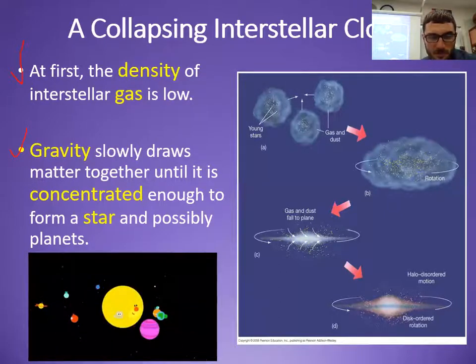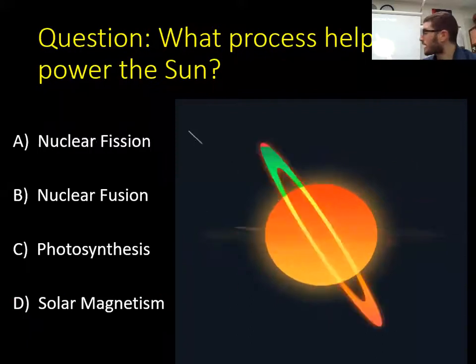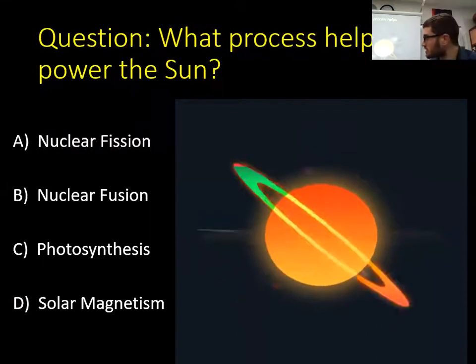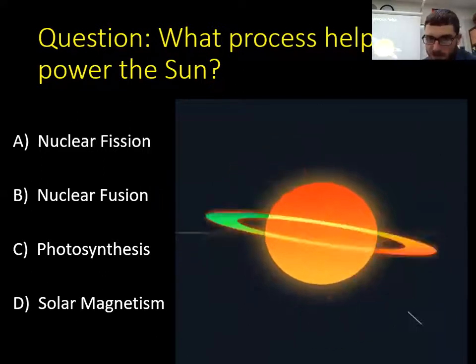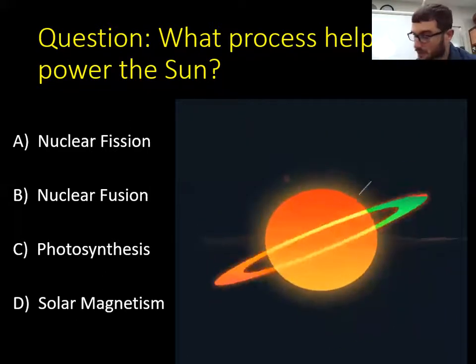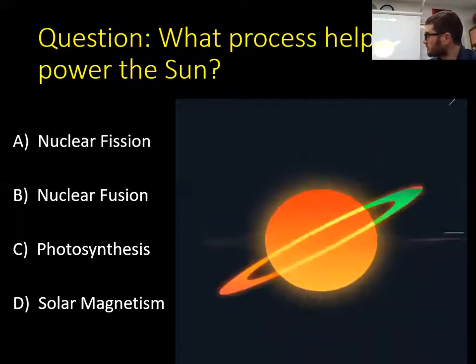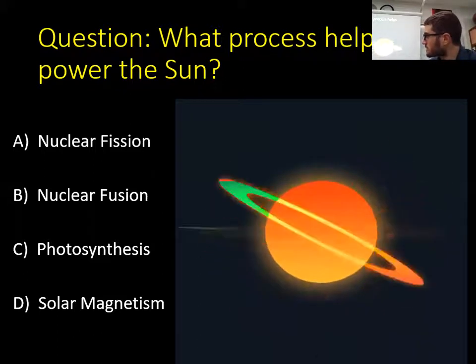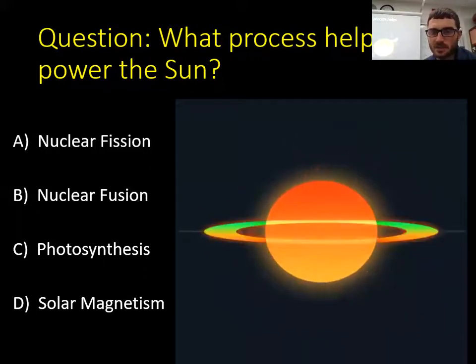All right, before we finish up for the day, let's do our last question. Okay, again, last question of the day, guys. Listen closely, make sure to answer in the chat. What process helps power the sun? You should know this will definitely be a test question on Friday as well. A, nuclear fission. B, nuclear fusion. C, photosynthesis. Or D, solar magnetism. Please answer in the chat.